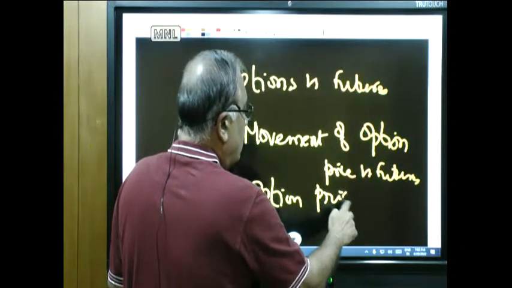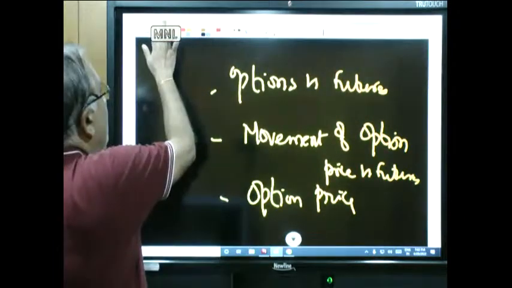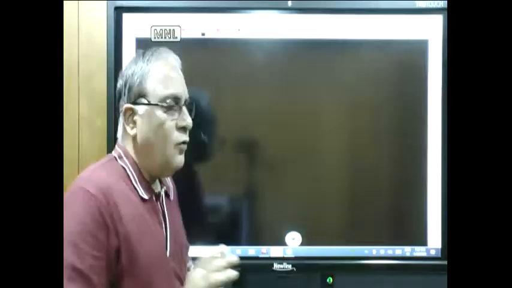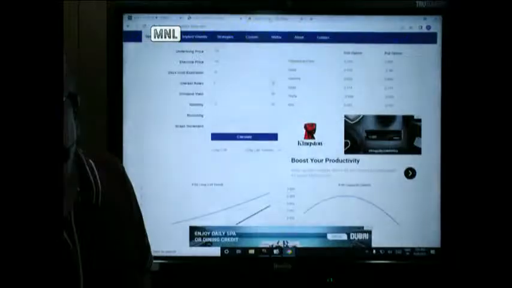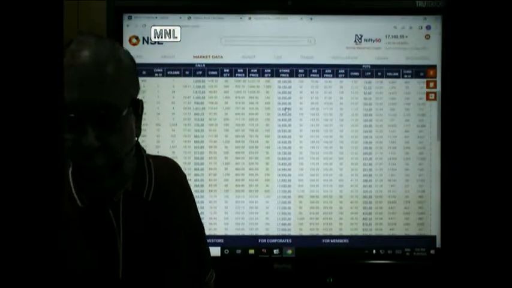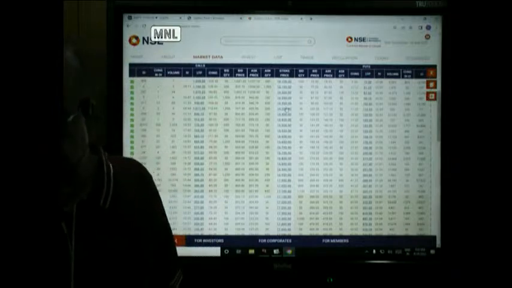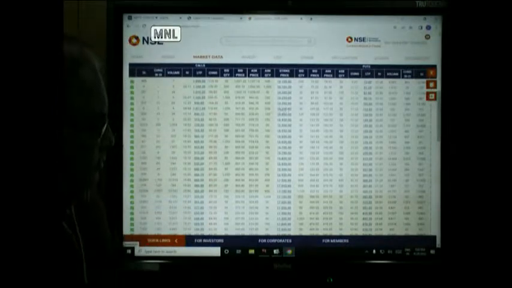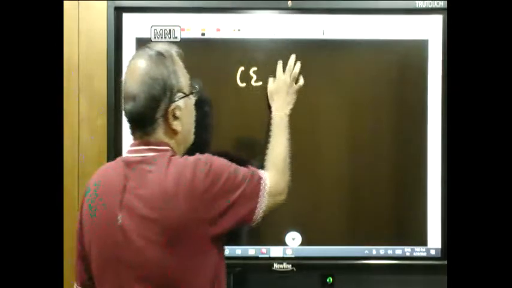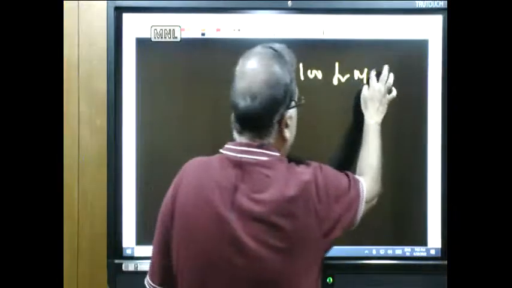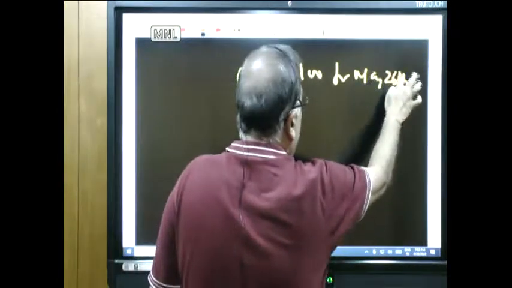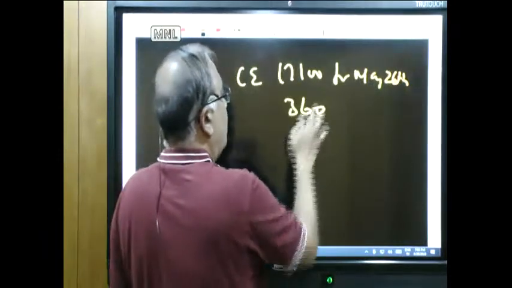And another thing you may be wondering about: today is Friday, and let us say the market today closed close to 17,100. So we go to the option chain and look at the price for the May month. The call option at 17,100 for May 26 expiry is 360 and the put option is 330.